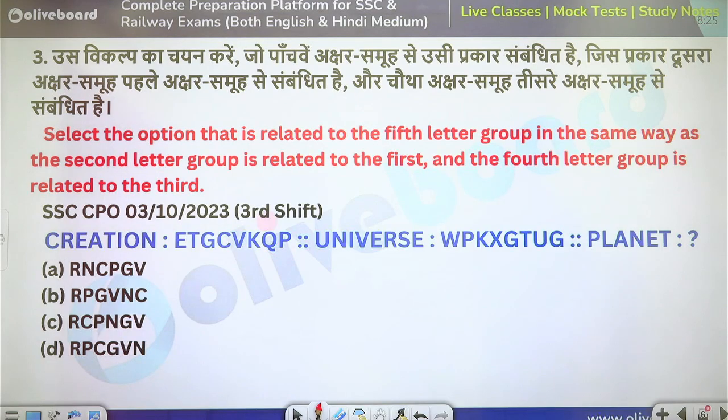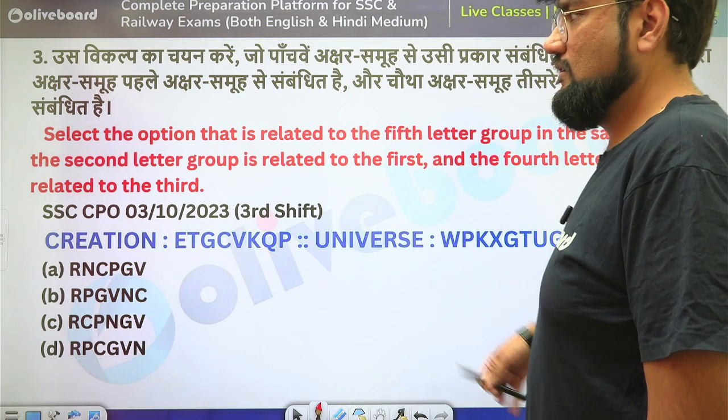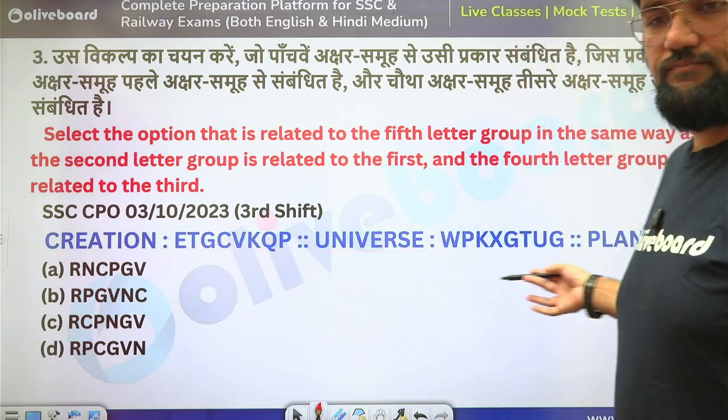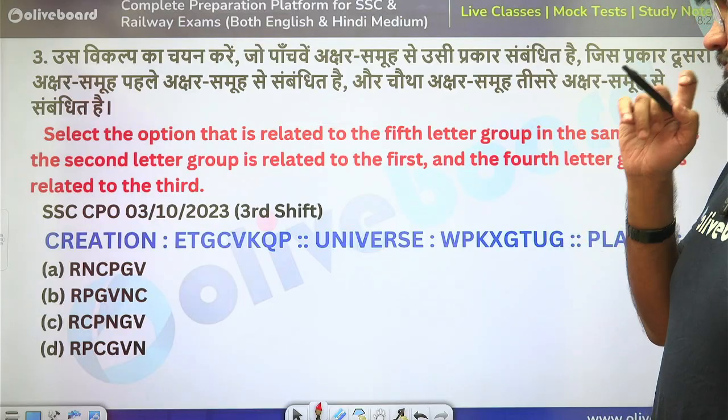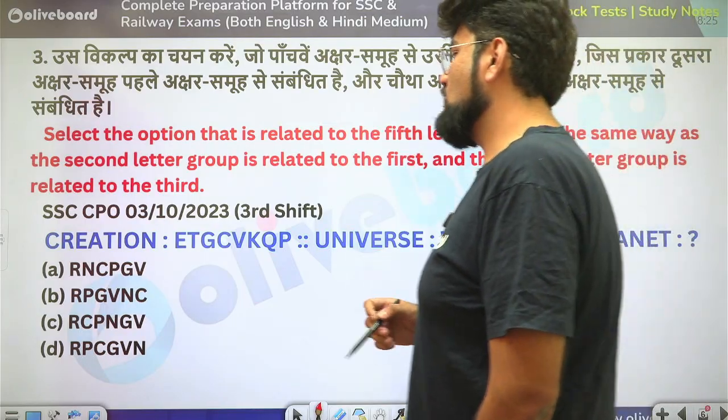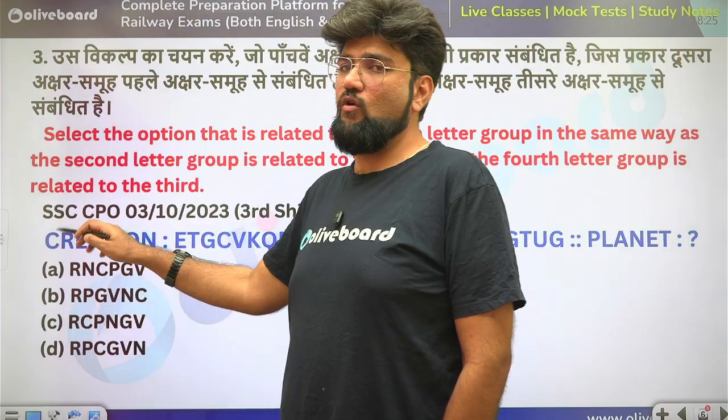See, this looks like a simple coding decoding question, doesn't it? They have just converted it into analogy. And they can use anything from coding decoding here. Right? So creation and ETGC VQP. So what is happening? We'll go corresponding only.